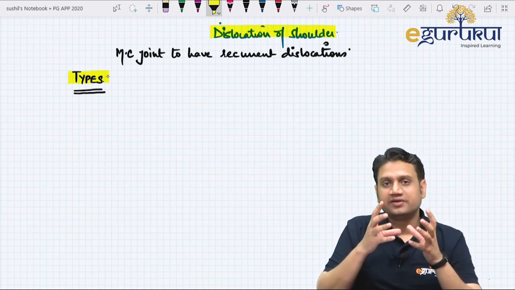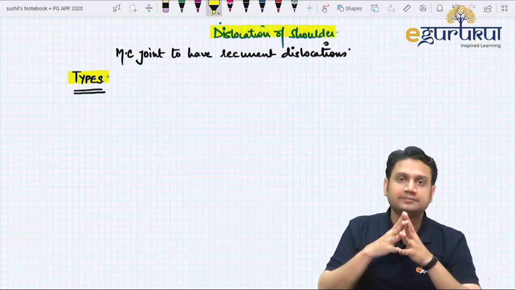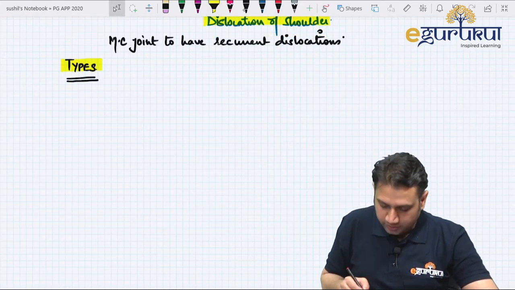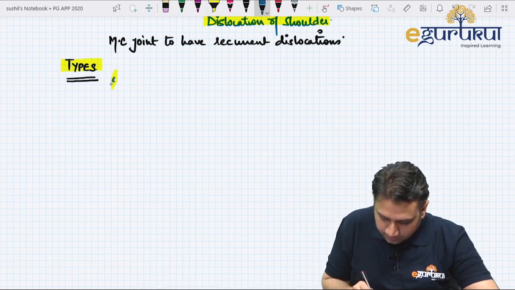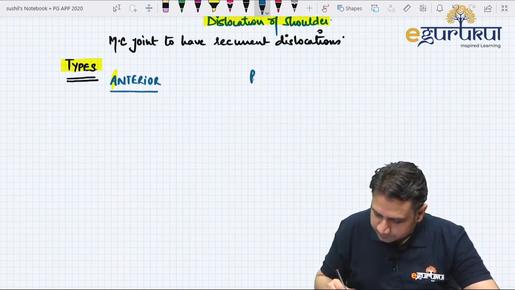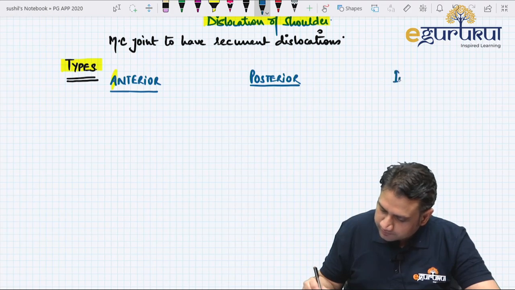When we are talking specifically about the dislocations of the shoulder, let's discuss that in detail. Broadly there are 3 types of dislocation of the shoulder. One is anterior dislocation, the other one is posterior dislocation of the shoulder, and the third one is inferior dislocation of the shoulder.